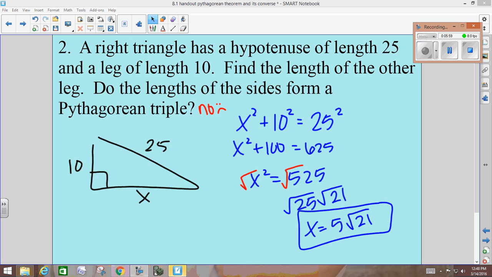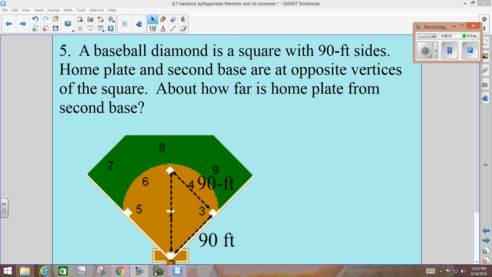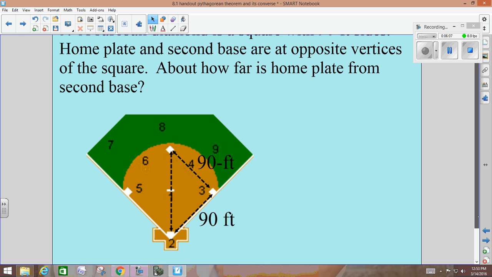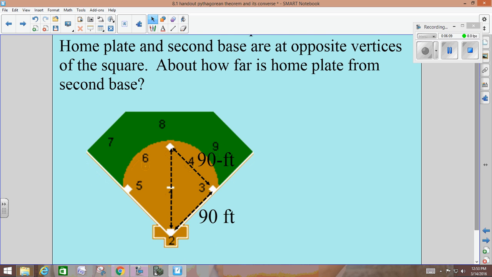Okay, do the next three on your own. So number 5 says the baseball diamond is a square with 90 feet sides. They're not talking about the outfield there. They're talking about the square formed by home, first, second, and third. So from home to first, 90 feet. First to second, 90 feet. It says home and second are at opposite vertices of the square. About how far apart is it from home to second? So we're trying to find this length here.